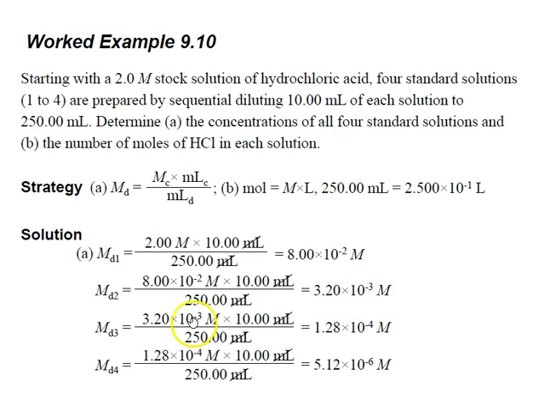Then we take this one, 10 milliliters of it, and then fill that up to a total of 250. And we get this value, 1.28 times 10 to the negative 4. And then we do that again. We take 10 milliliters, fill it up to 250, and then get much less concentrated.